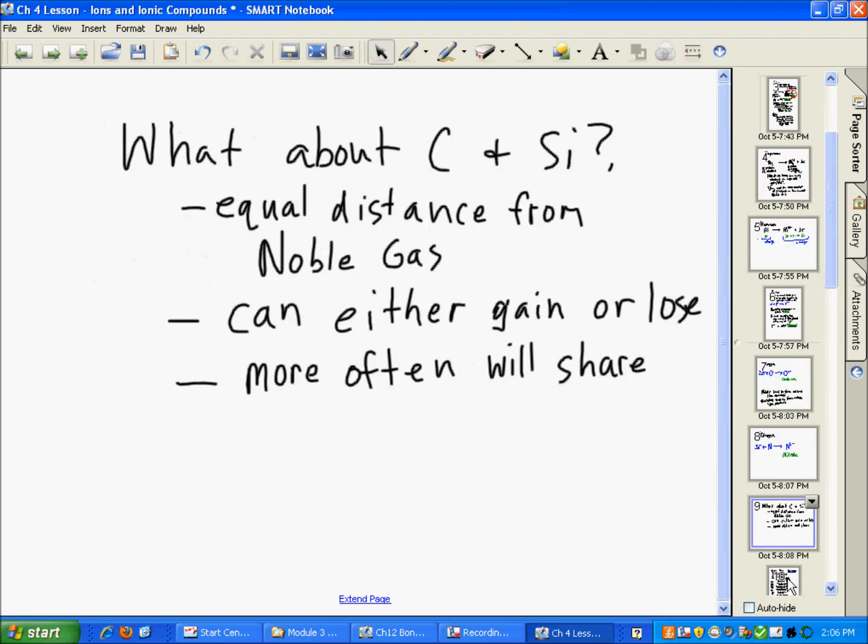Okay. What about carbon and silicon? So we know that for some elements you can go left or right to the nearest noble gas. But carbon and silicon sit right in the middle. So for aluminum, it's 3 skips to the left. For nitrogen, it's 3 skips to the right. Carbon, it's 4 skips either way. So it's equal distance from the nearest noble gas. So these can either gain or lose electrons. They can gain 4 or lose 4, but most often they prefer to share. So rather than losing electrons completely, they prefer to share electrons, and they'll share 4 normally.